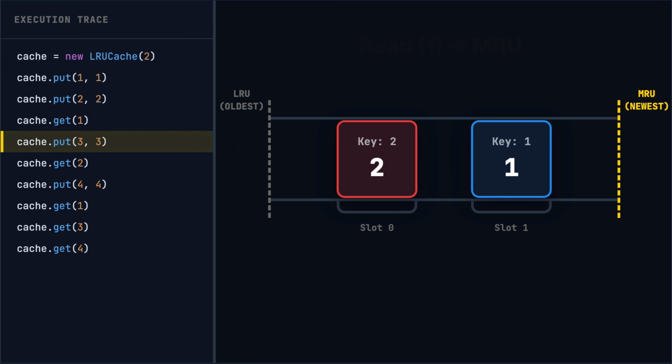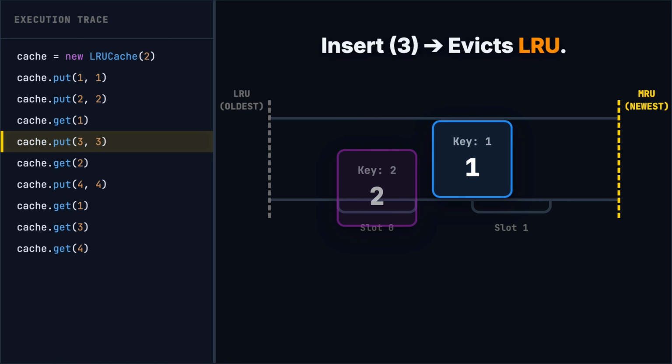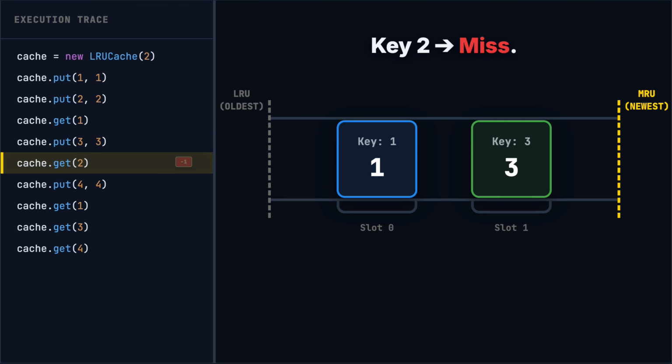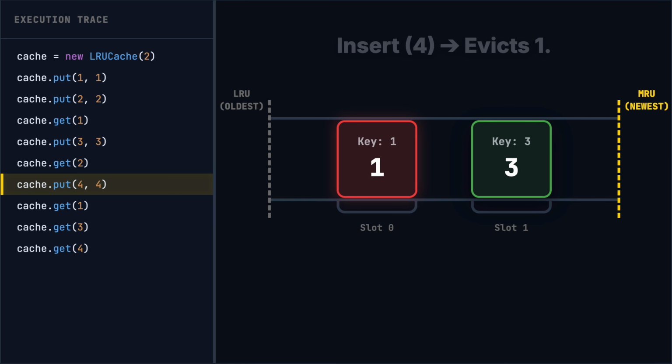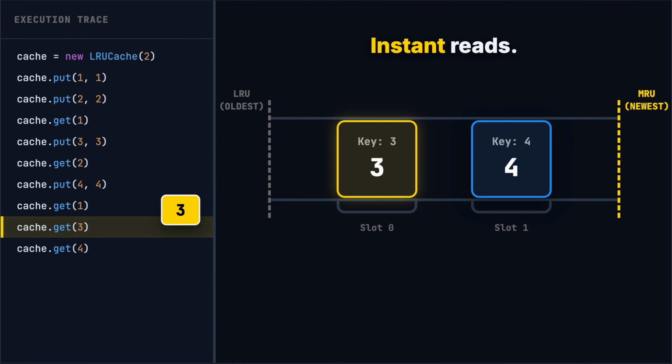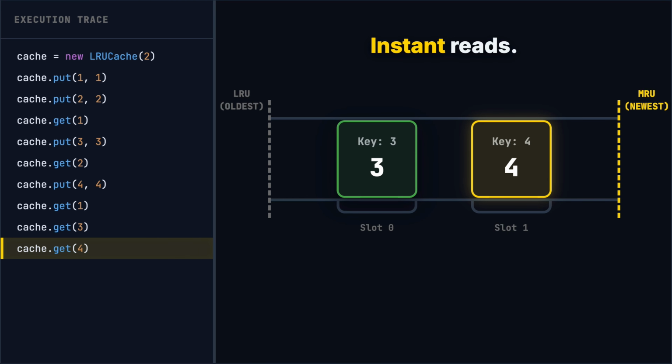Now put with key 3, value 3 needs a slot, so it evicts the least recently used entry, which is 2 on the left. Calling get on key 2 now returns -1. Finally, put key 4, value 4. Same story. Key 1 is now the oldest, so it gets dropped to make room for 4. Calling get on key 1 returns -1 now, but getting 3 and 4 return their values right back.